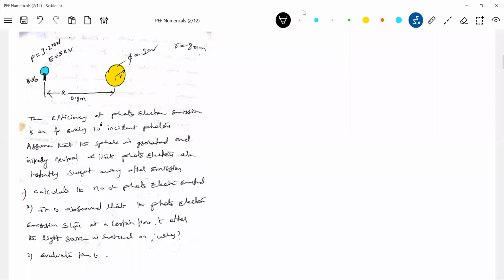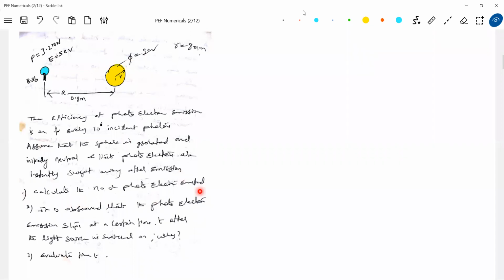So what is it asking now? The efficiency of photoelectron emission is 1 for every 10 to the power of 6 incident photons. Assume that the sphere is isolated and initially neutral, and that the photoelectrons are instantly swept away after emission. No cloud formation will be there, but practically there will be a cloud. Can you remember? A space charge layer must be there, because photoelectrons will not all be ejected with maximum kinetic energy. Some have zero kinetic energy, so there'll be a cloud. But he has made a situation of instant sweeping away, so that is another condition. So no space charge layer will be formed around this metal sphere.